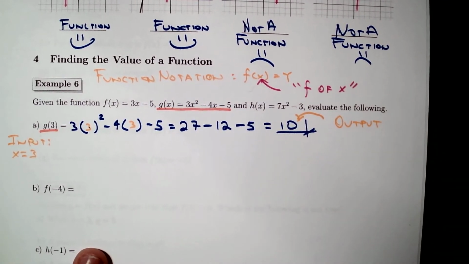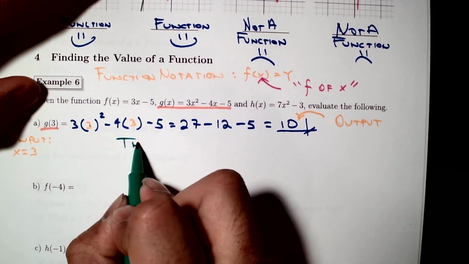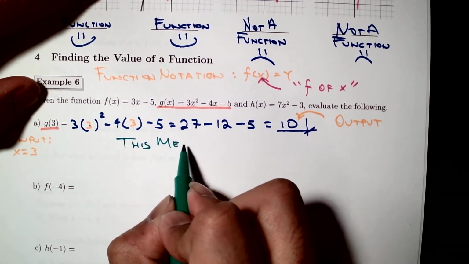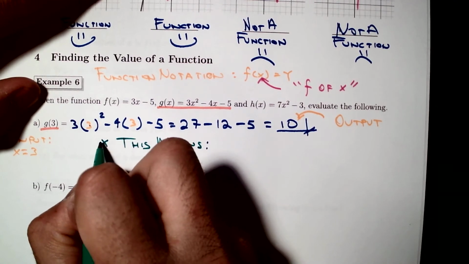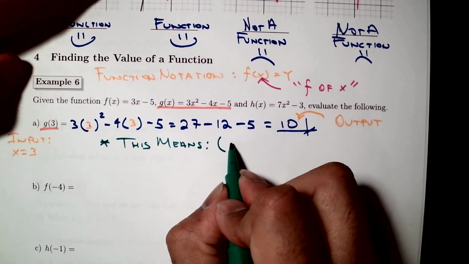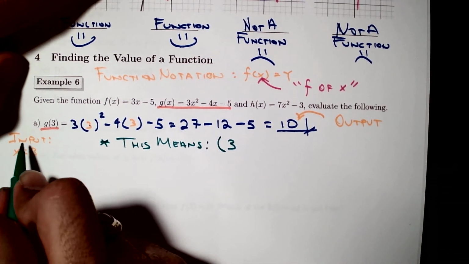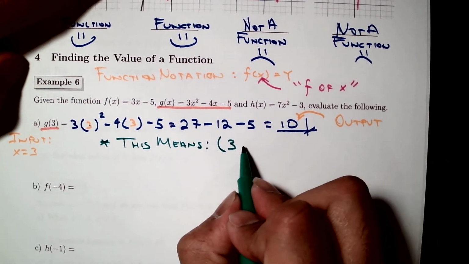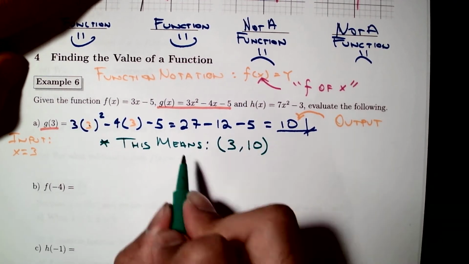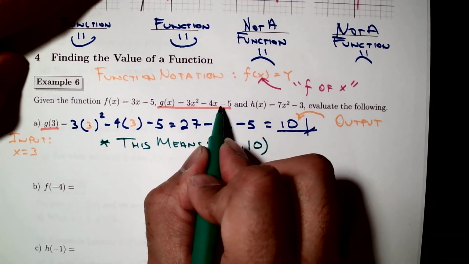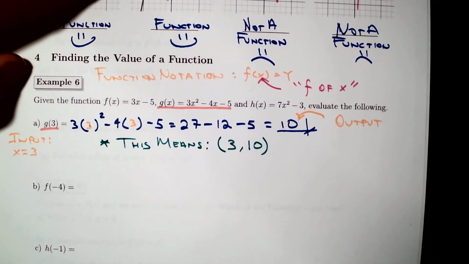This is the output. What does that mean? Well, this means that, on the one hand, the ordered pair, the input x, is being mapped to the value y equals 10 by the function 3x squared minus 4x minus 5. That's the ordered pair that lives in this function.